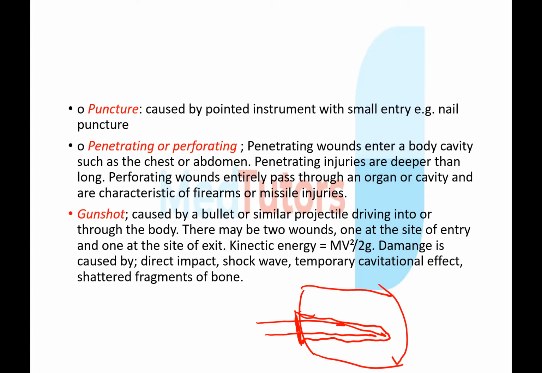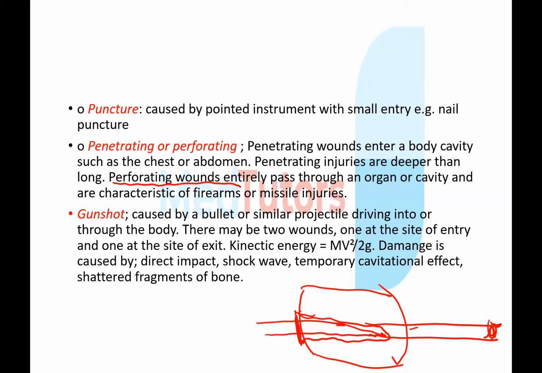While a perforating wound enters through and through, it's a through-and-through injury. Okay, it enters a cavity and also exits. You can see penetration enters a cavity, perforation enters and exits a cavity. So that is a perforating wound. Perforating wounds entirely pass through an organ or cavity and are characteristic of firearm or missile injury.